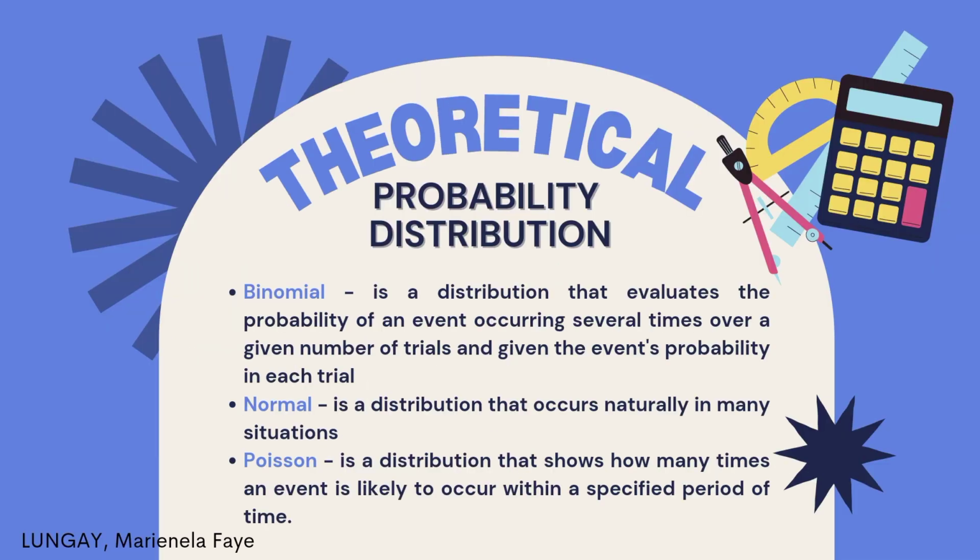Three of the theoretical probability distributions that are commonly used in risk management are binomial distribution, which evaluates the probability of an event occurring several times over a given number of trials, and given the event's probability in each trial. Next is normal distribution. It is sometimes called the bell curve. It is a distribution that occurs naturally in many situations. This distribution is symmetric. Lastly, Poisson distribution. This is often useful in estimating the number of occurrences within a specified period of time.